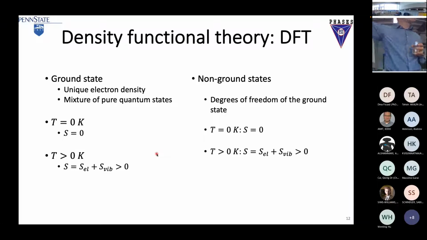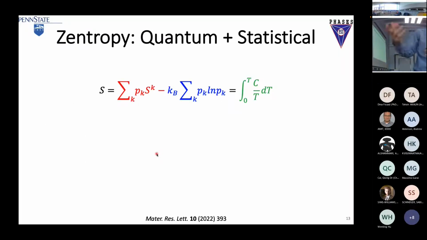We take the DFT phonon and DFT entropy, plus the statistical entropy. That's what we have. So this is called Zentropy. It's quantum plus statistical. The red part is quantum, the blue part is statistical, and the green part is experiments. So now you can see that either part alone is not enough to produce the experiment data.